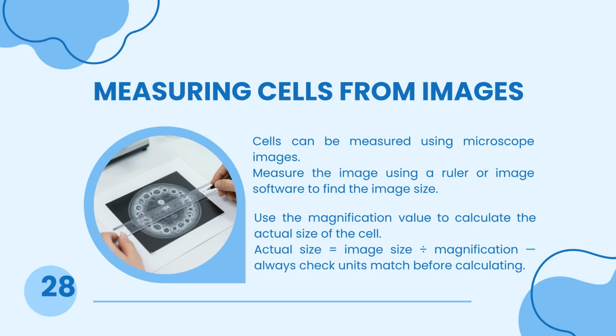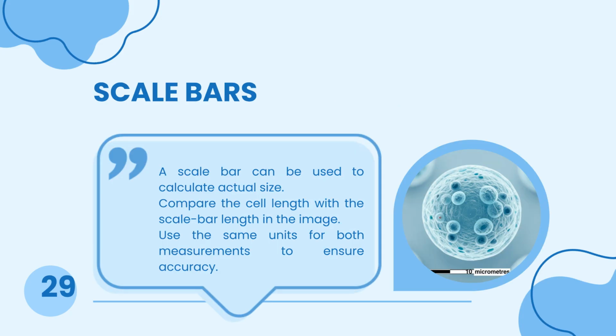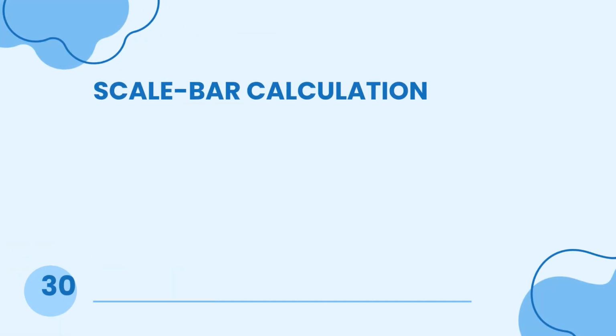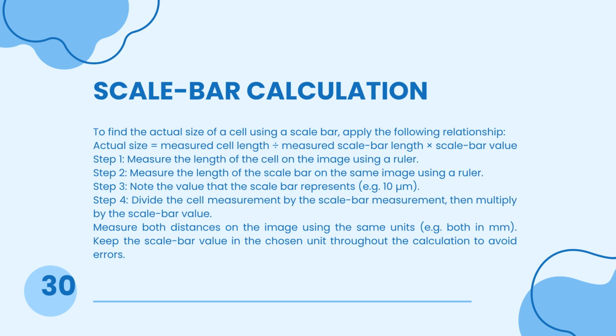You can measure cells directly from micrographs using a ruler or software to find the image size, then apply the magnification formula to determine their actual dimensions. To use a scale bar, divide the measured cell length by the measured scale bar length, then multiply by the value the scale bar represents. Keep your units consistent throughout.